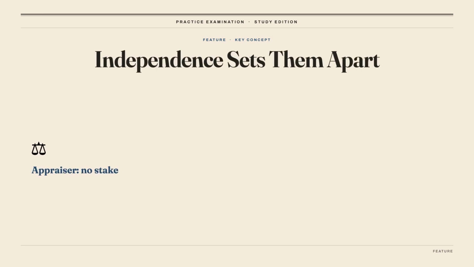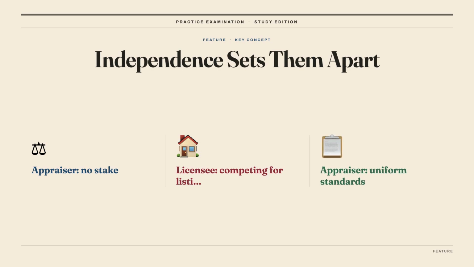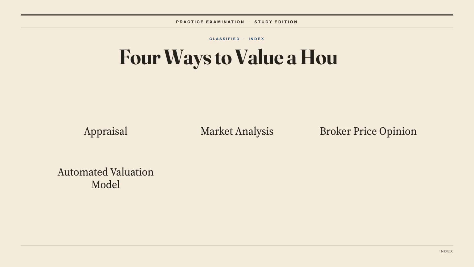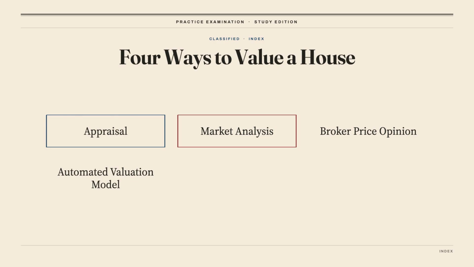An appraiser is engaged to reach a supportable conclusion with no interest in the outcome. While a licensee preparing a market analysis is often competing for that very listing, creating pressure toward optimistic numbers. Appraisers also work under uniform standards for methodology, report content, and record retention that a market analysis simply doesn't have. A broker price opinion sits between the two, prepared for a lender or asset manager evaluating a distressed loan, not the same thing as a market analysis.